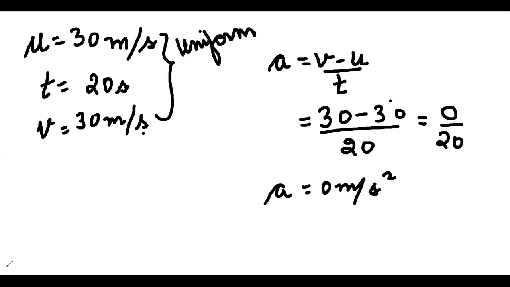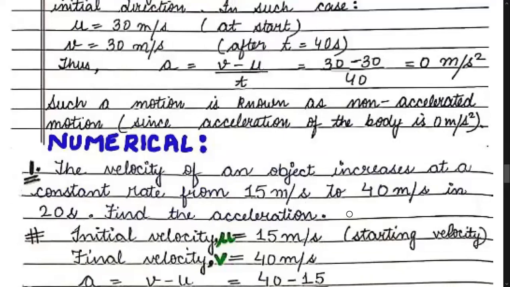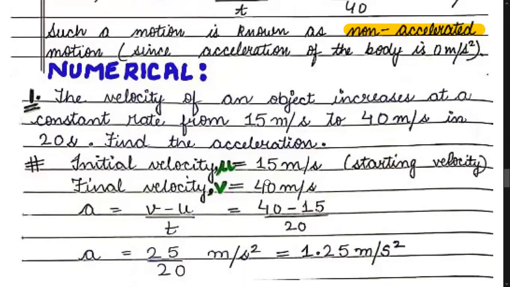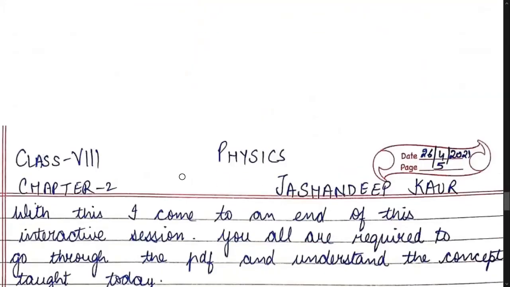So if speed is constant, that means if velocity is uniform, if there is no change in velocity, in that case we are having 0 acceleration. I hope this is clear. And such a motion is known as non-accelerated motion, since the acceleration of the body is 0. So children, I have given you some numericals which are solved in your PDF, and you will be using the formula V minus U by T to get the required answer.